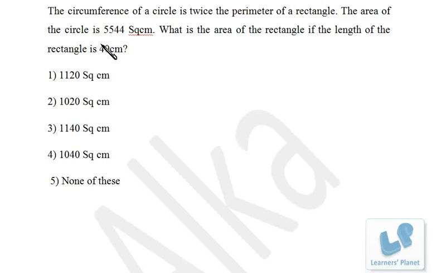Now in this problem, the circumference of a circle is twice the perimeter of a rectangle. The area of the circle is 5544. What is the area of the rectangle if the length of the rectangle is 40 centimeter?